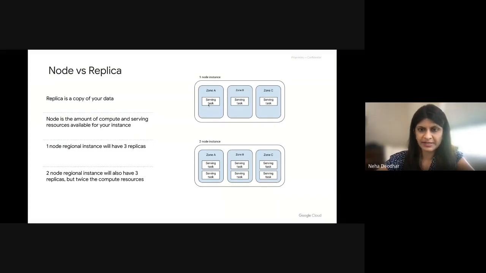So if you see here in this example, this is a 1 node instance. It has 3 replicas and there is some amount of compute or serving resources that are available to you in each zone. If you have a 2 node instance, it still has 3 replicas or 3 copies of your data, but now you'll have 2x the amount of compute resources in each zone.